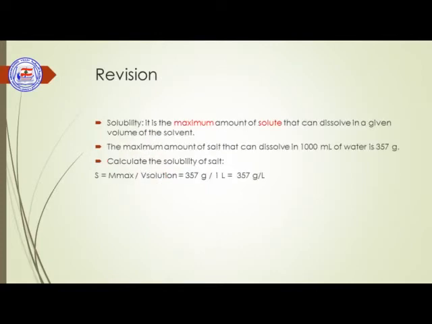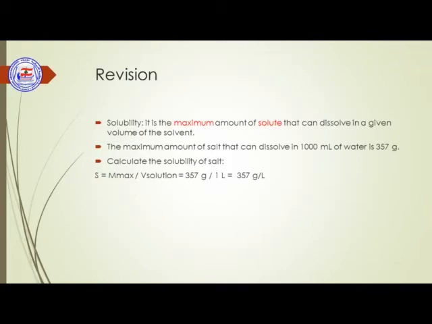Now let's remember what solubility is. It is the maximum amount of solute that can dissolve in a given volume of solvent. Let's say, for example, you are trying to mix salt and water. You will reach a point where the salt will not dissolve anymore. So right before reaching this point is what we call the solubility, the maximum that can dissolve.